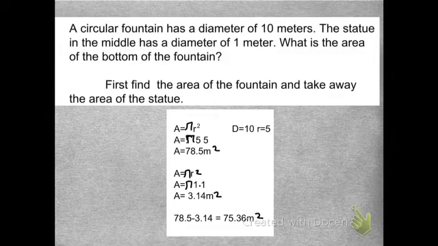And then we find it for the middle. So A equals pi r squared, and then we plug in the numbers. Area equals pi times 1 times 1, which will give us area equals 3.14 meters squared. Then we just subtract the two numbers to get 75.36 meters squared as our final answer.